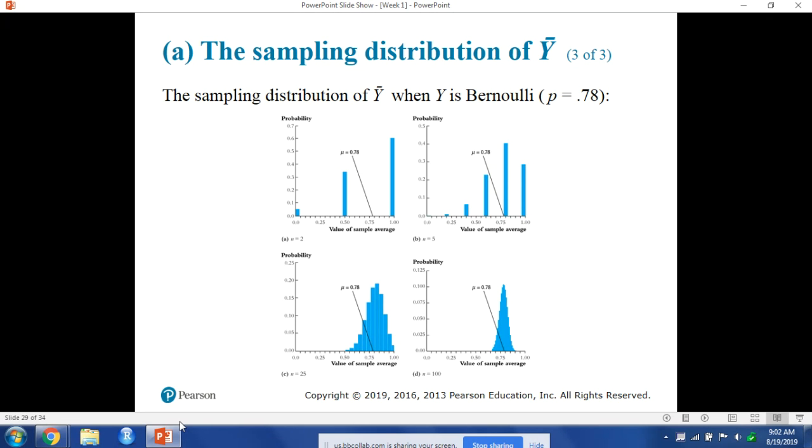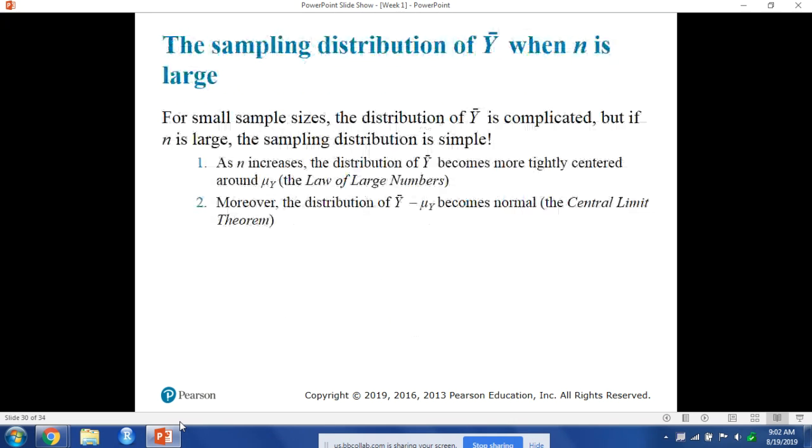Why does that occur? The sampling distribution of y bar when n is large is important due to the law of large numbers and the central limit theorem. Basically, as our sample size increases, our sample average y bar will become closer and closer to the actual population mean mu. Hence, when we do studies, we want as large a sample size as possible. You can also calculate power to find the exact sample size you need. Generally, the more sample size you have, the better the results.